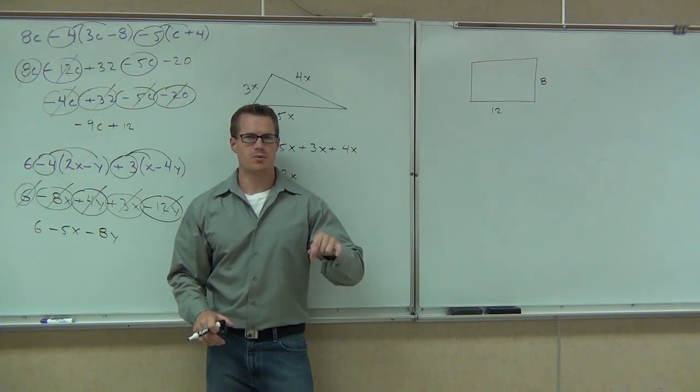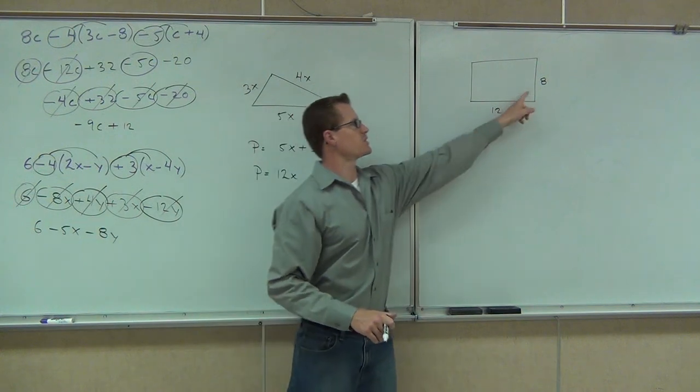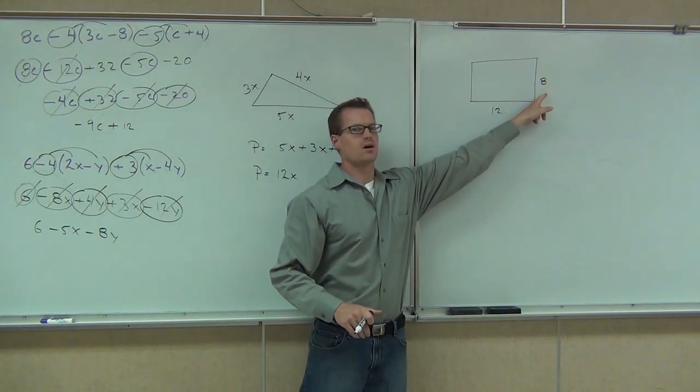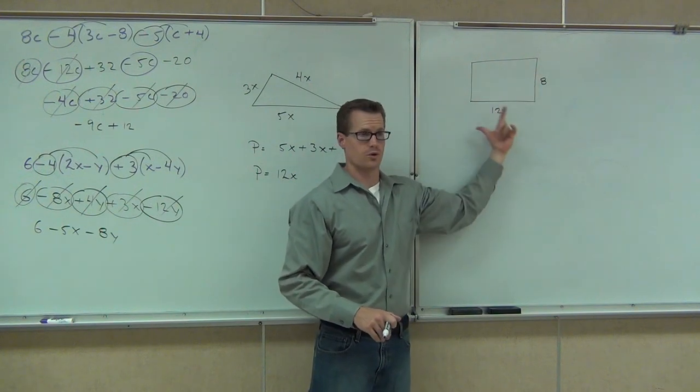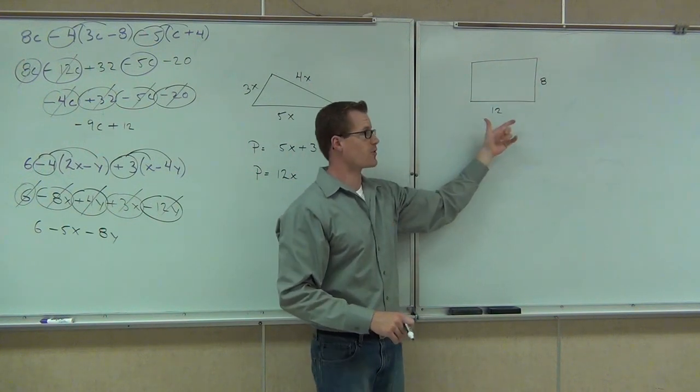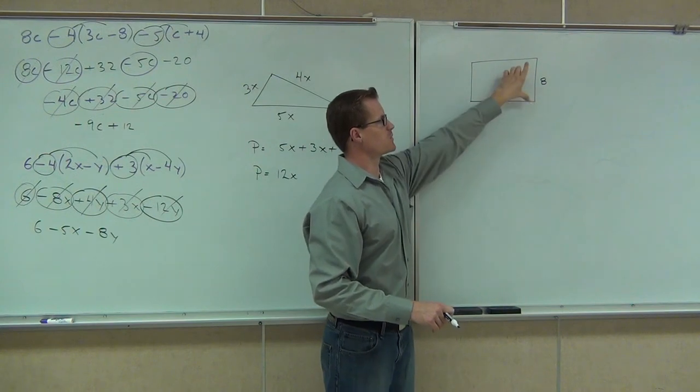Could you find the perimeter? Yes. Is the perimeter 20? No. What is the perimeter? 40. Why isn't the perimeter just this plus this? Because you need to add all four sides. So if you're given two sides of a rectangle, you need to know that we're adding all four of those sides up for perimeter. Area, however, is just this length times this height.